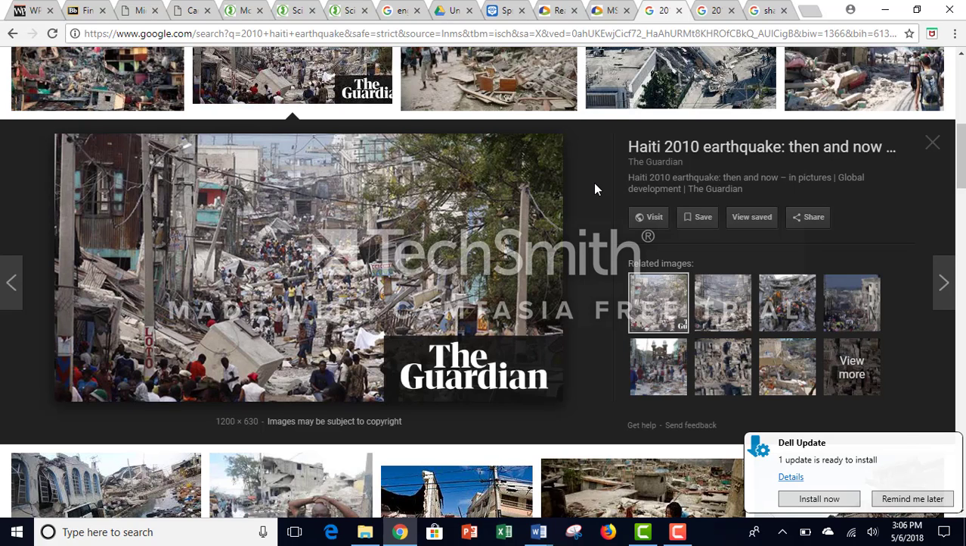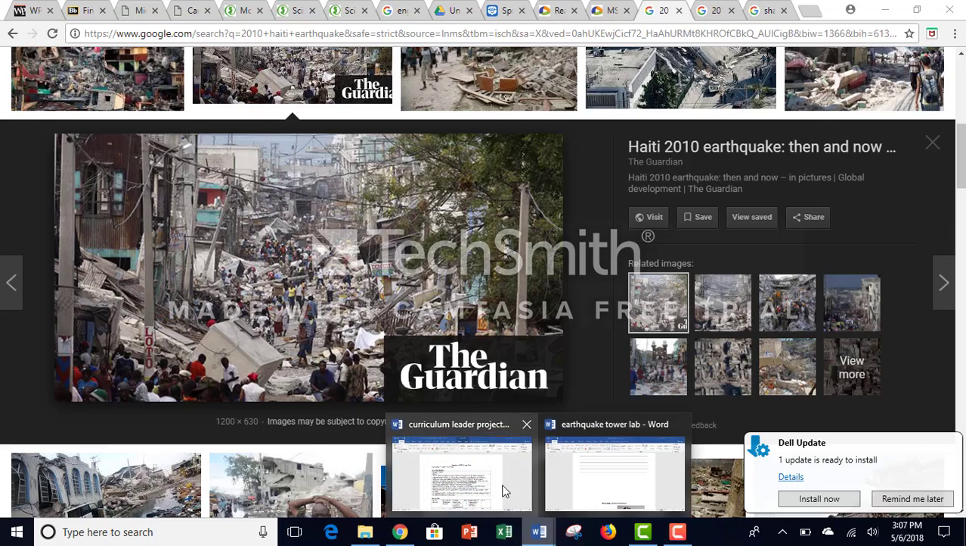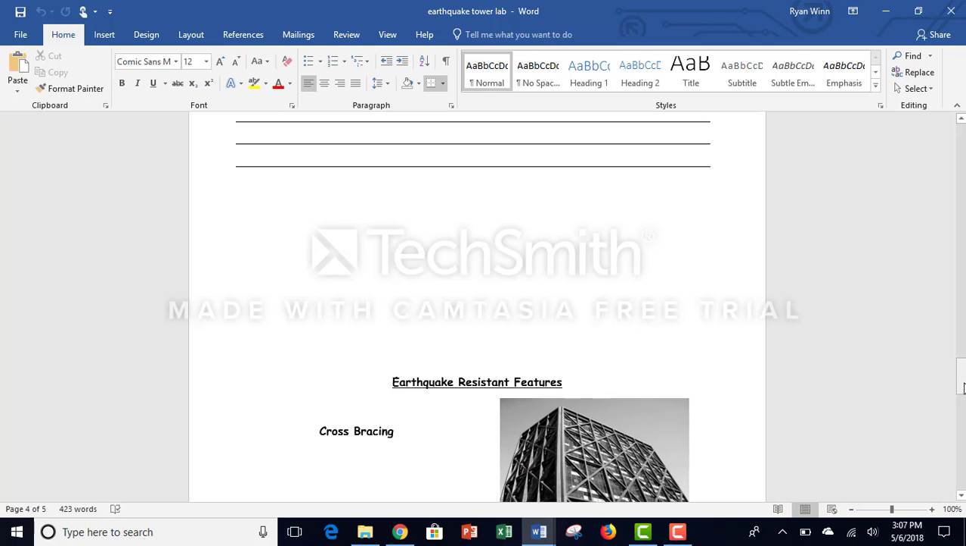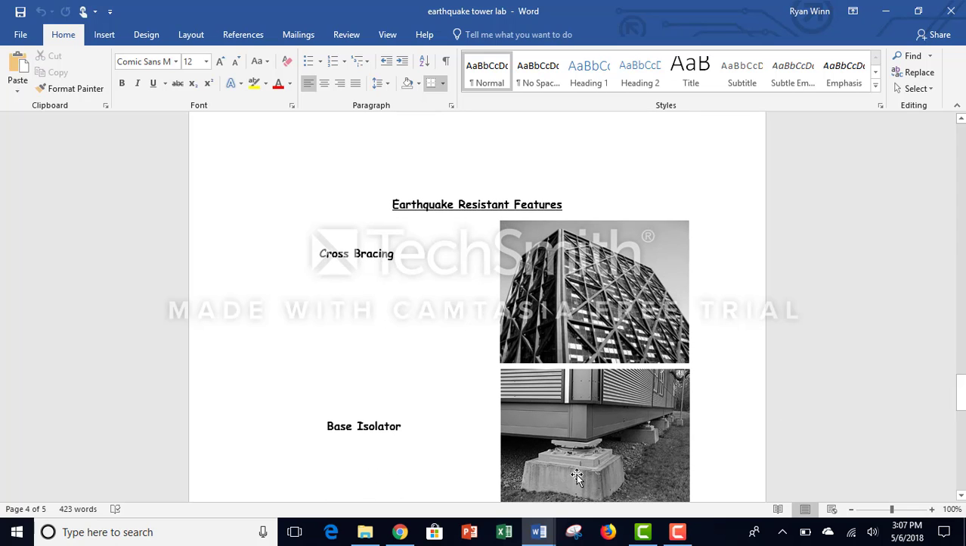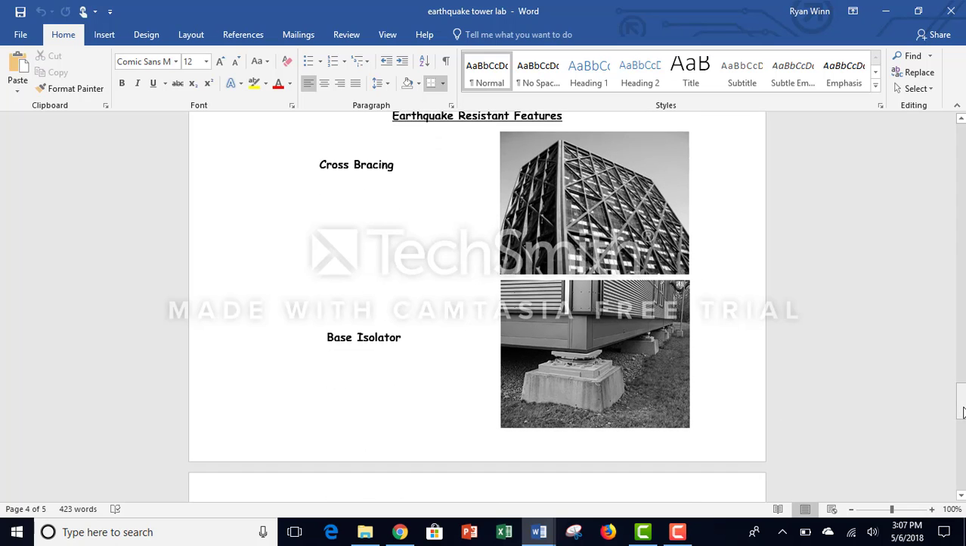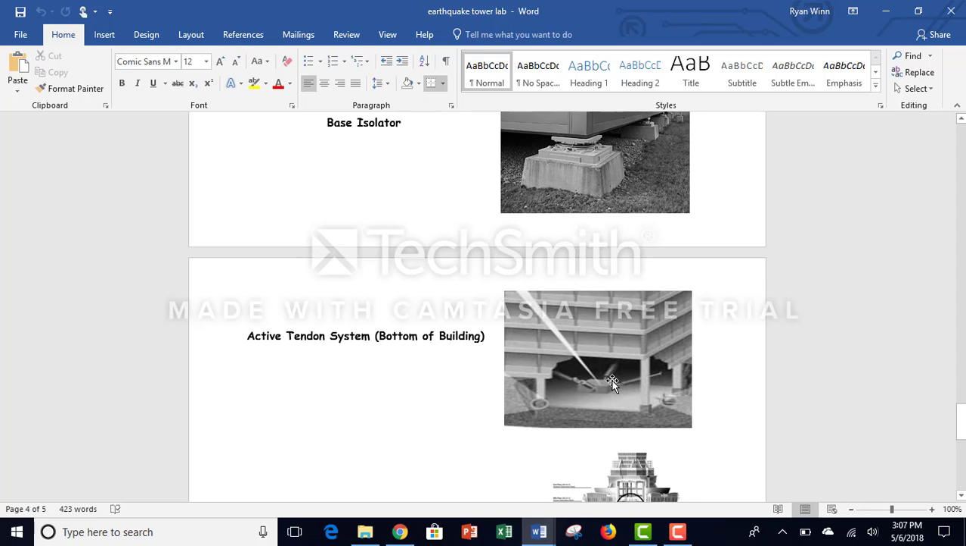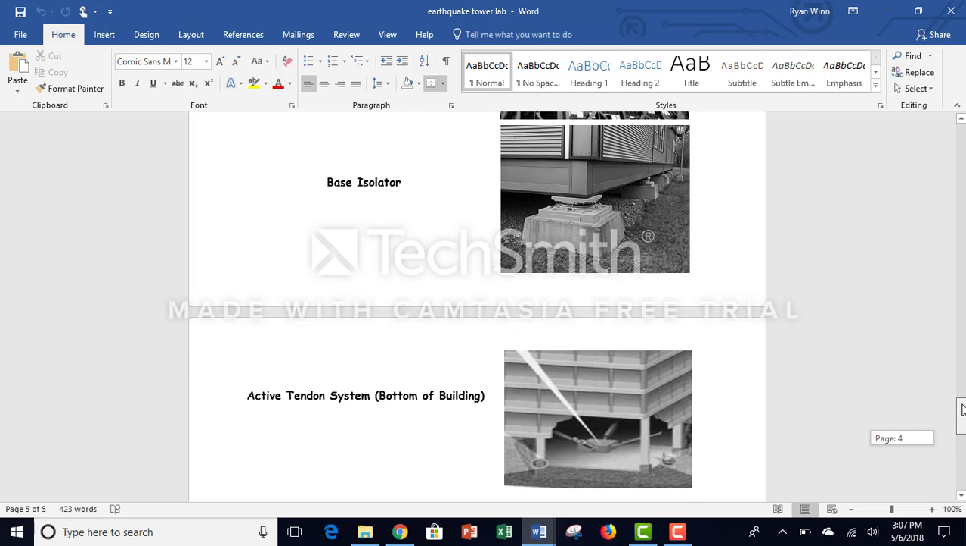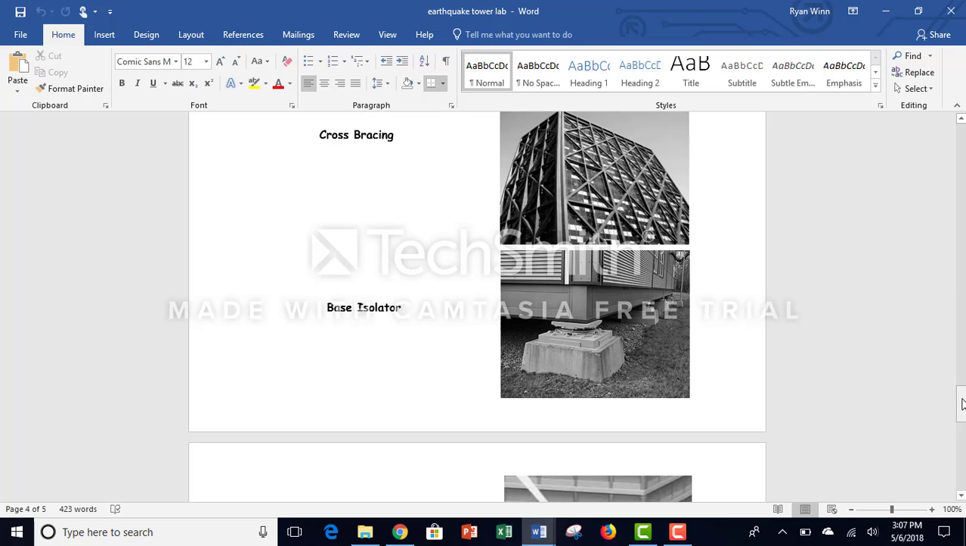Towards that end, students are going to be learning about the various earthquake-resistant features that engineers incorporate in buildings in earthquake-prone areas to help buildings survive earthquakes. This is by no means a complete list of what students will be learning, but I had to keep this brief. Students will be learning about things like cross braces, shock absorbers or base isolators, active tendon systems, which help anchor a building, and mass dampers. We'll be learning about a bunch of earthquake-resistant features.